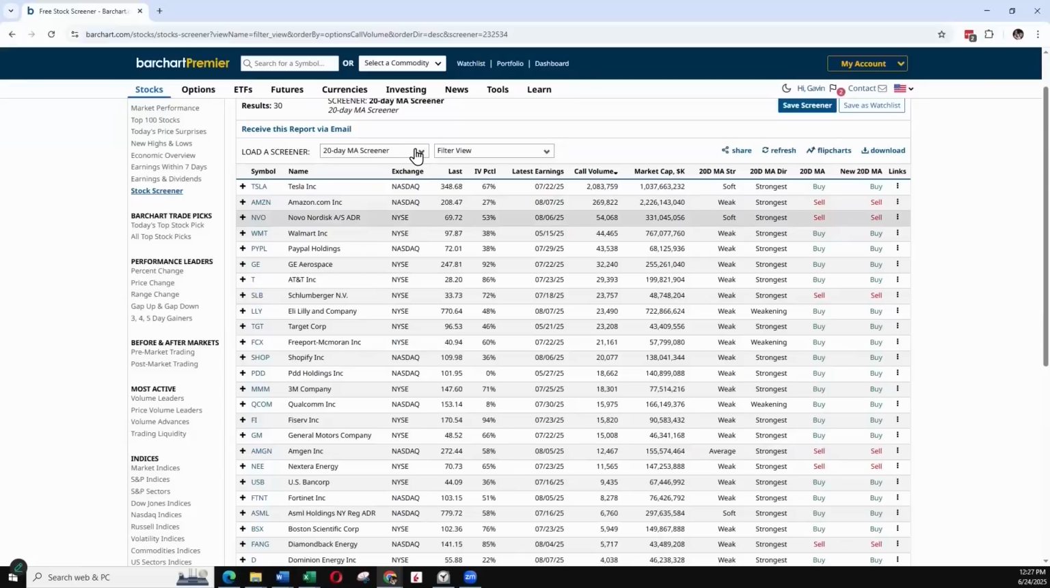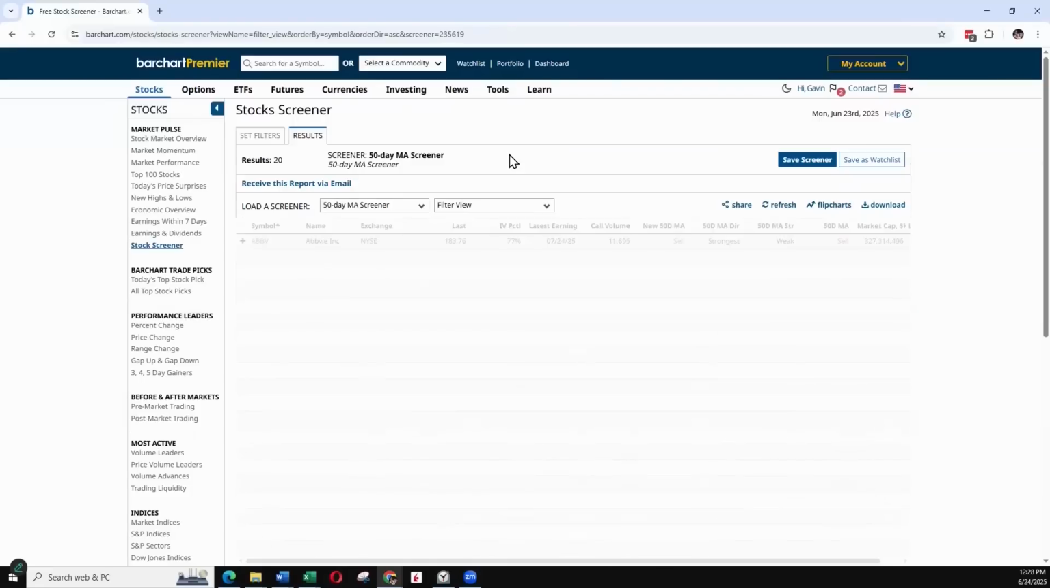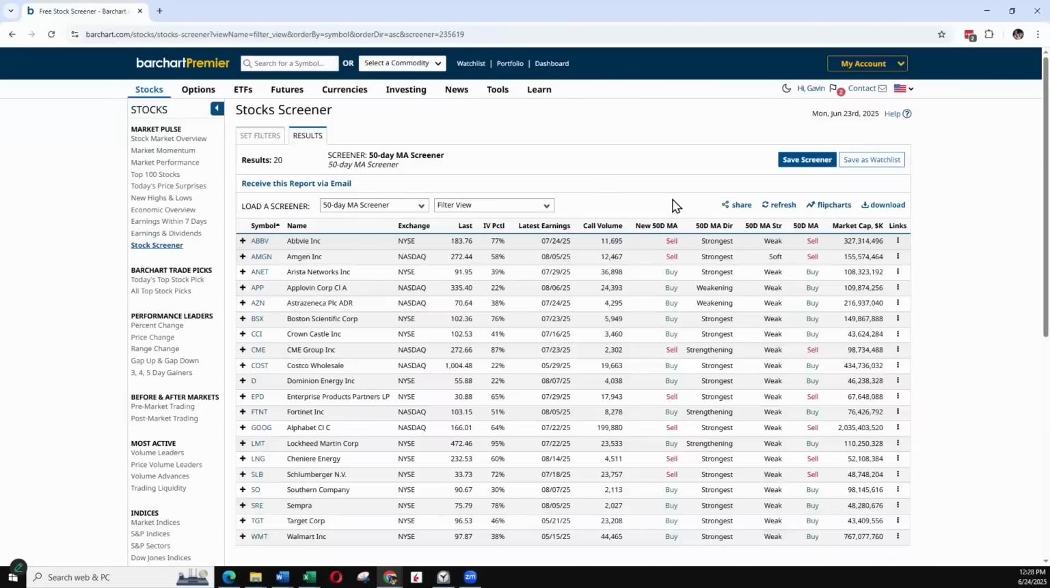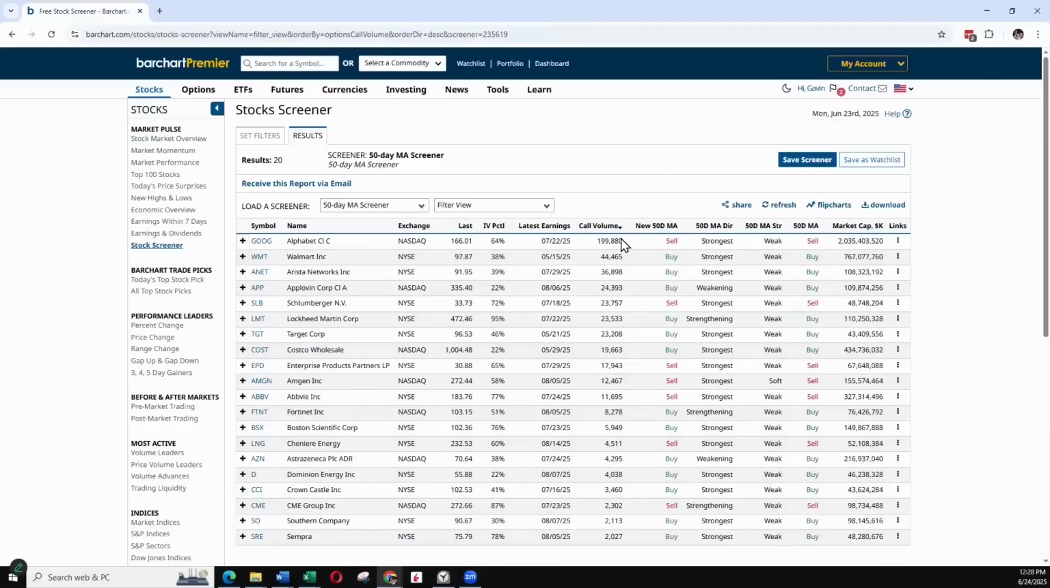In addition to the 20-day moving average screener, I have basically the same screener to see stocks that are breaking above or below the 50-day moving average. Again, I'm just going to get a general feel for the market. Again, we're seeing more buyers than sellers, so a strong market. And then if I filter by call volume, we're getting a sell on Google, a buy on Walmart. So again, that's good. That's confirming our trade basis, and a buy signal on ANET.